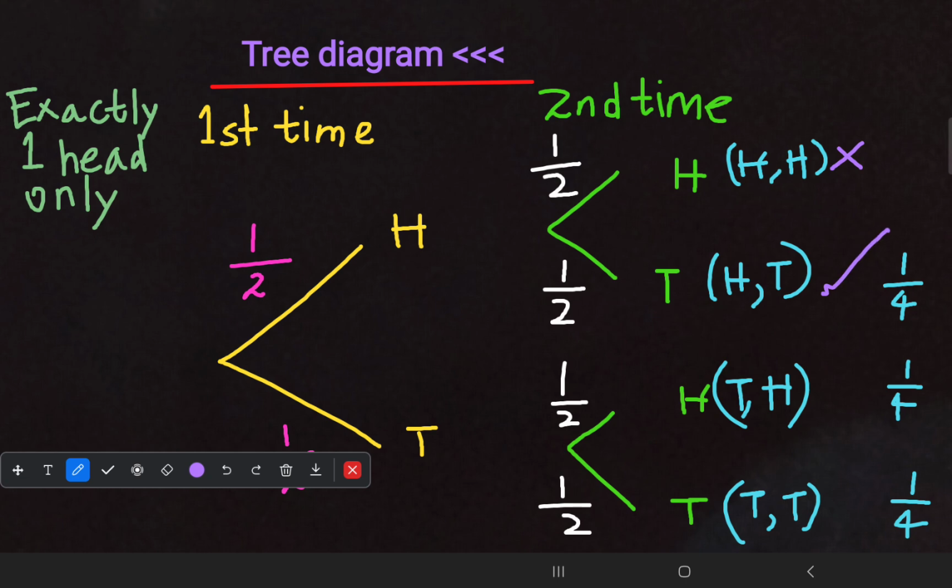Here it's possible, there is a head. Only one head. Here also only one head and one tail. Here there are no heads, we don't need this one also. So when you find the probability, it would be the sum of 1 upon 4 plus 1 upon 4. Finally, it will be 2 upon 4. That should be your final answer in this case: exactly one head only.